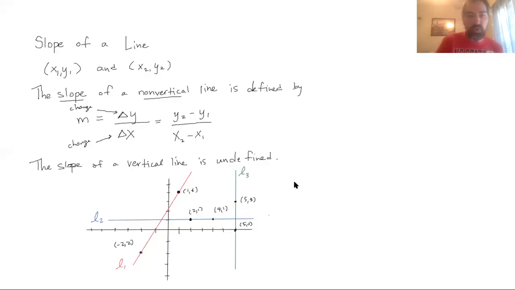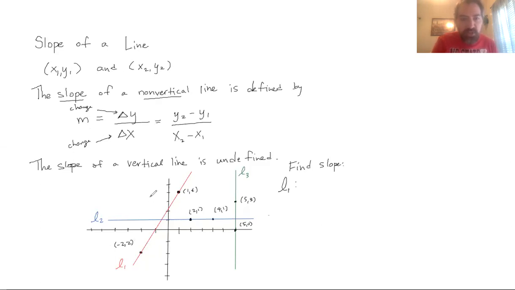All right, so I have drawn here on the screen the Cartesian coordinate system with 3 lines, L1, L2, and L3. And let's see if we can find the slope of each line. Let's start with L1. So we're going to use the slope formula. Now I have 2 points labeled on this line, (1, 4) and (-2, 2).